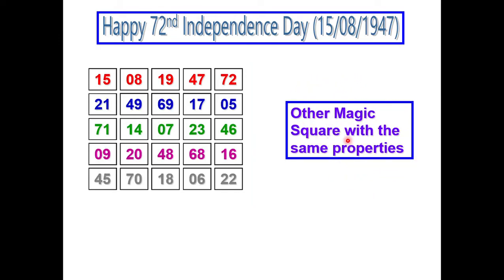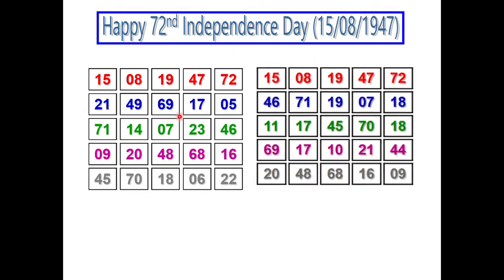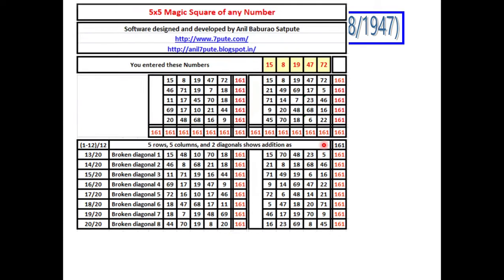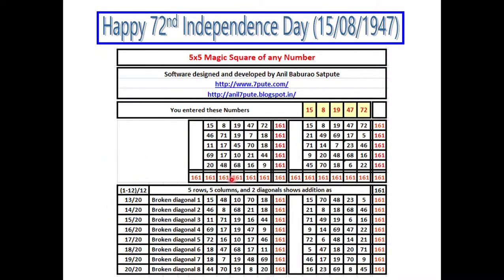Other magic square with the same properties. Here the first row is the same for both the magic squares. Addition patterns: 5 rows, 5 columns, 2 diagonals. Addition is 161, and these are the broken diagonals.